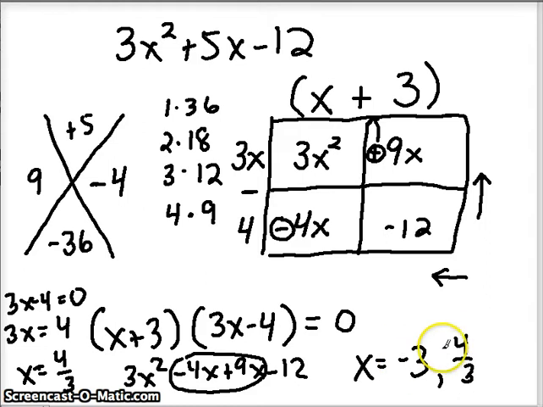If we were to substitute either of these values for x, we would end up getting 0. So that means these are the x-intercepts. The parabola crosses the x-axis at negative 3 and at 4/3, or might be easier to think about that as 1 and 1/3. So in between 1 and 2 there is where the other arm of the parabola is going to cross the x-axis.